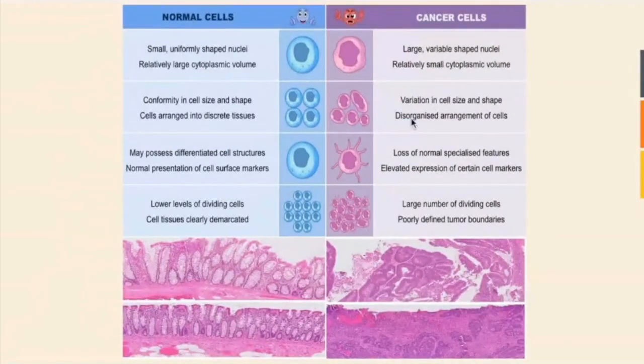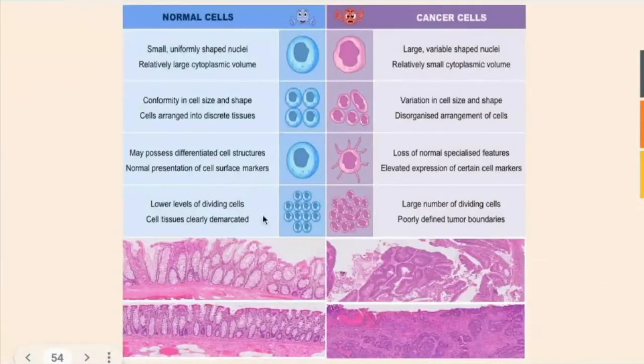It's very difficult because it is not organized, and may possess differentiated cell structure, abnormal presentation of cell surface markers, loss of specialized features, elevated expression of certain cell markers. Markers mean different phenotypes, different structure than normal cells. So look here, the cells have branching. It could be they develop something because of genetic changes. They become different in shape, not the normal cells they used to be. Normal tissue has lower levels of dividing cells, and tissue is clearly demarcated.